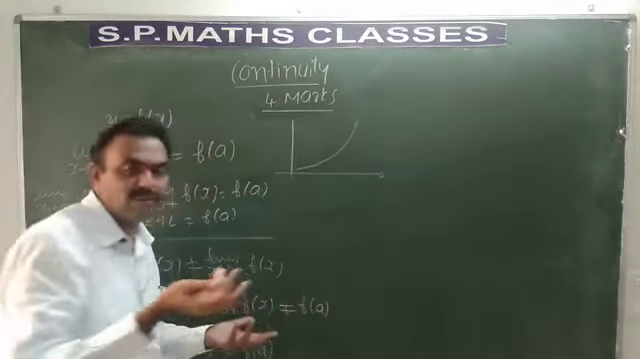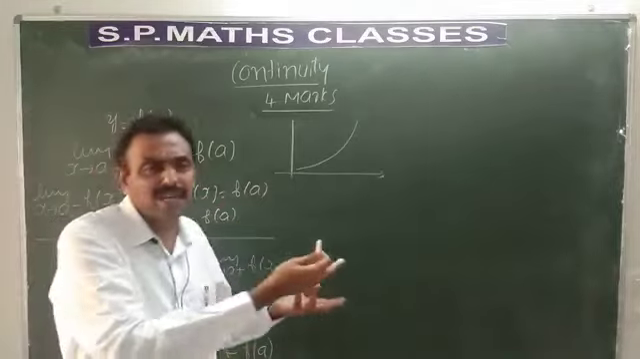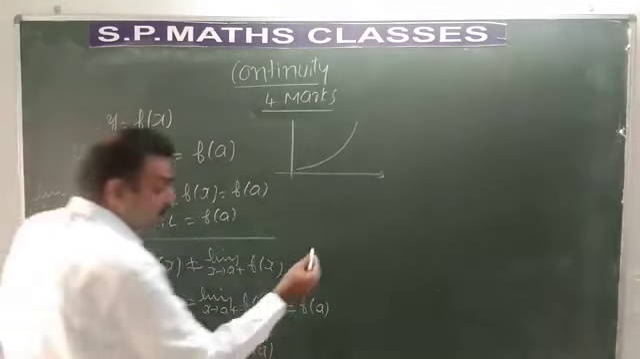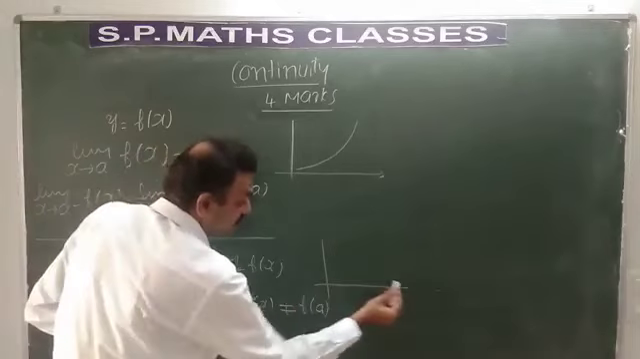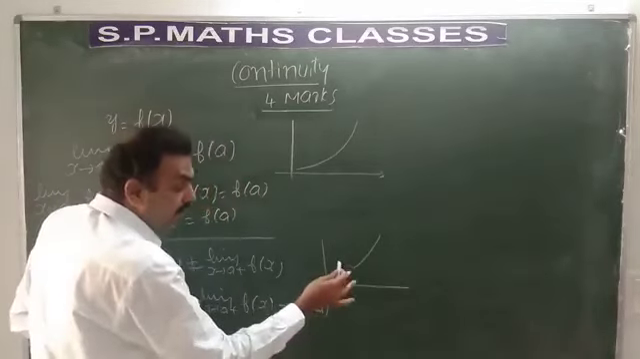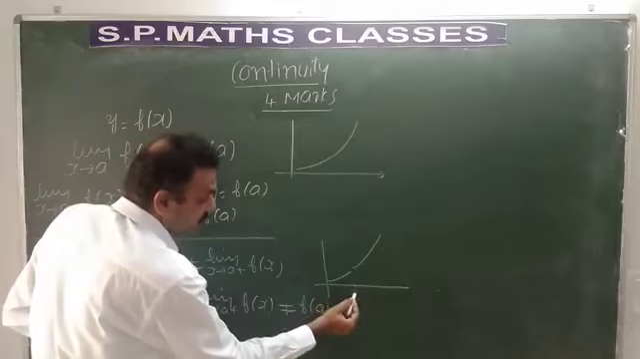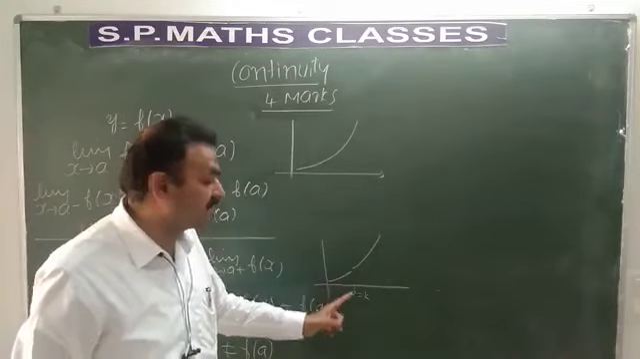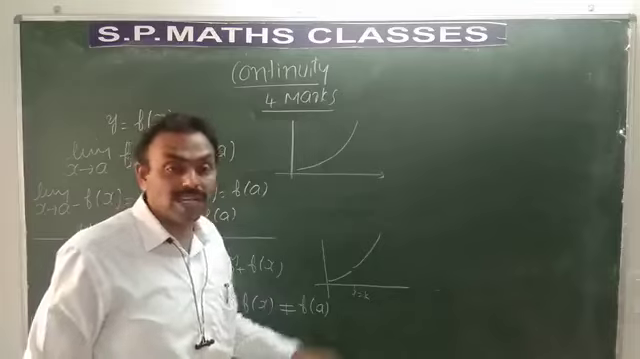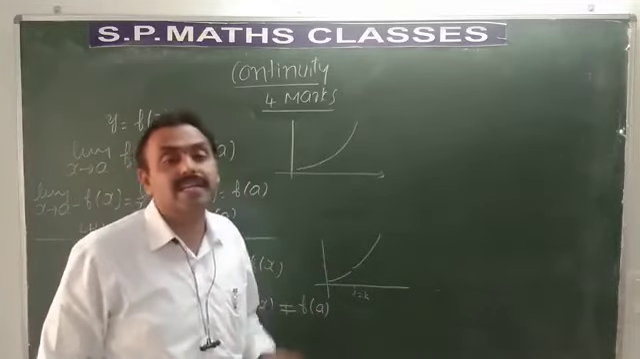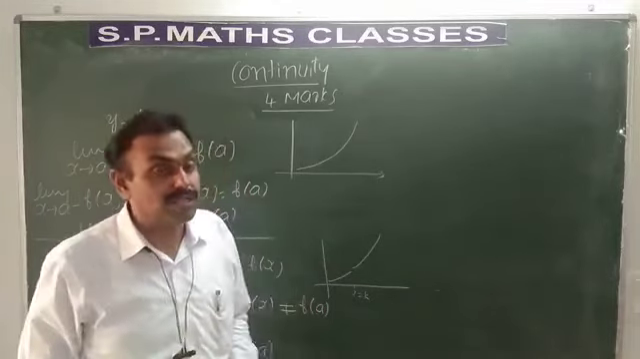Remember students, graphically speaking, if a function is continuous, then there will be no break in the graph of the function. Suppose I have taken an example, there is no break in the graph of the function. When the function is discontinuous, there will be a break in the graph of the function. Suppose I take this as x is equal to k, we say that there is a break in the graph of the function at x is equal to k. I conclude that it is not continuous at x is equal to k because there is a break in the graph of the function. That you have to understand.